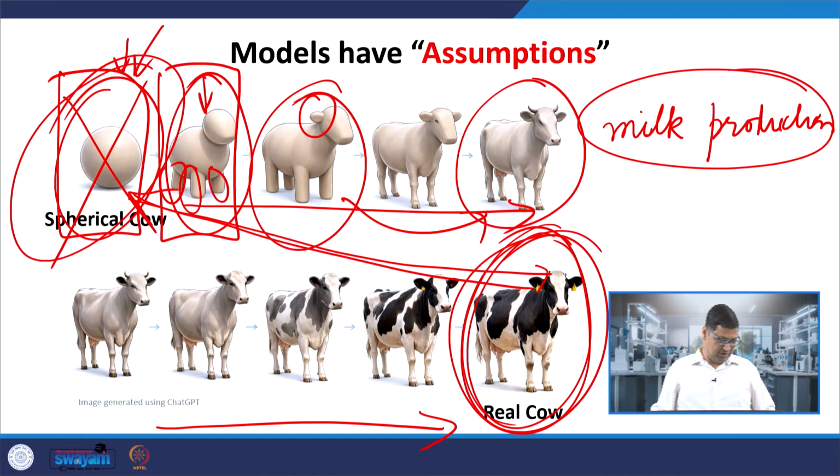So keep in mind that the models that we develop will always have assumptions, and it is fine to have assumptions because we don't want to develop a perfect representation. We want to develop something that estimates the output, in this case the milk production, right? As long as that estimation is good enough, and by good enough I mean whatever error I can tolerate, I should go with that particular model.